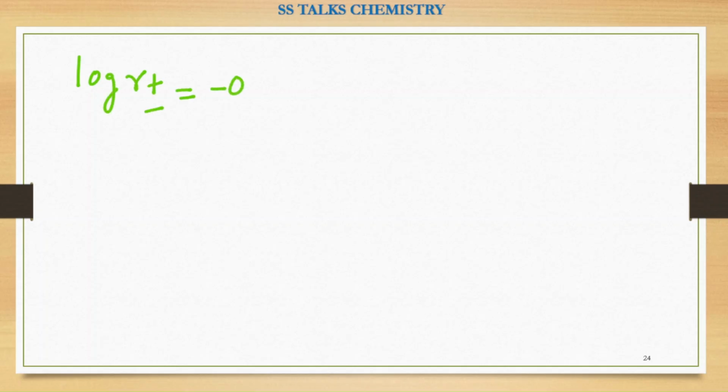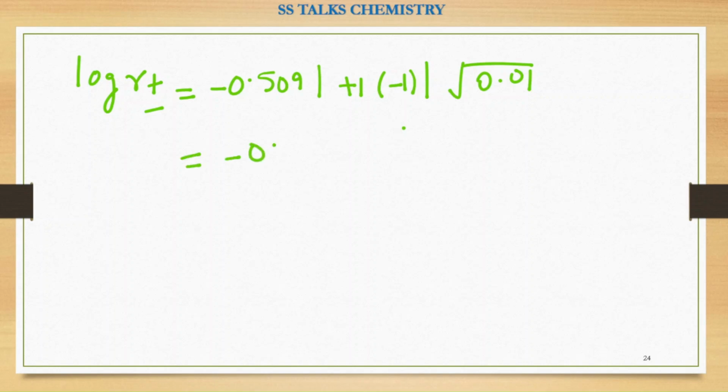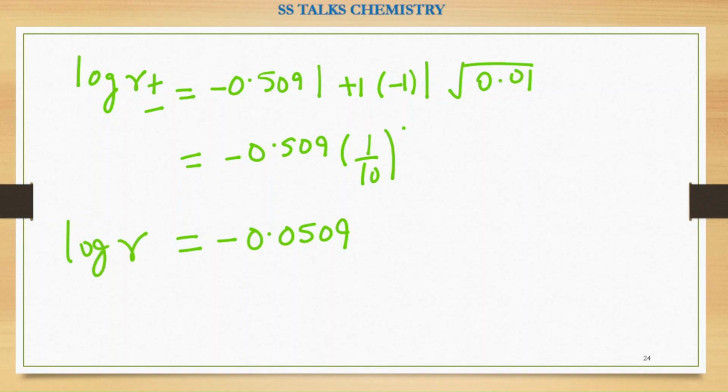It is equal to minus of 0.509 into the charges, that is Z plus and Z minus, which is plus 1 and minus 1, its mod we have to take, into the root of the ionic strength, which we have found to be 0.01. Right, so just solve this. Minus of 0.509 into the root of the ionic strength, which is 1 by 100. So solving this, 1 by 10 will come outside. That is equal to minus 0.0509, which is the log of gamma plus minus. This is going to be the value.